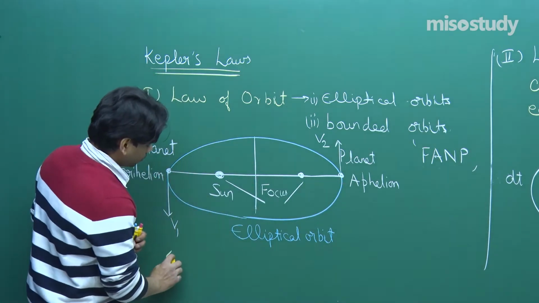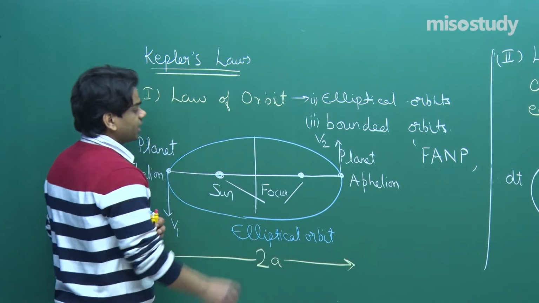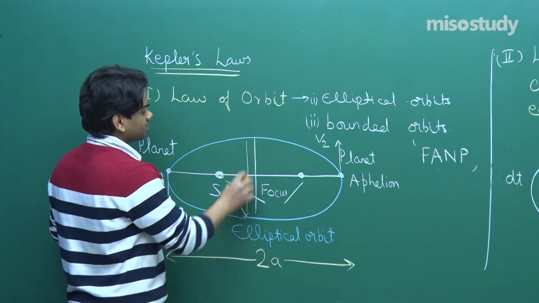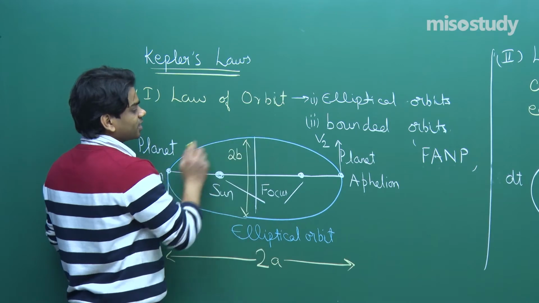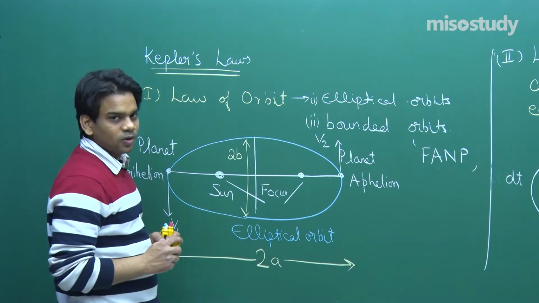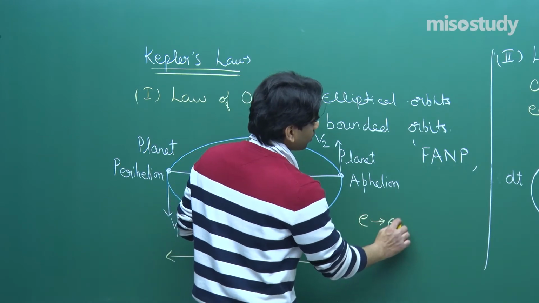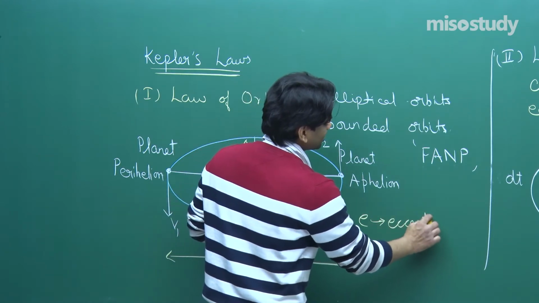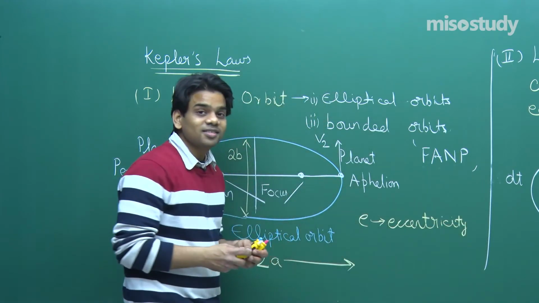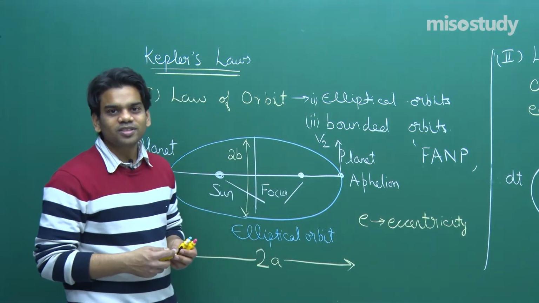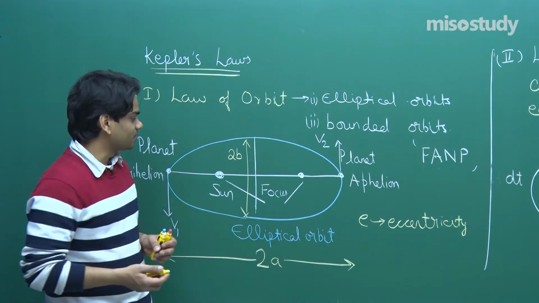Let me give you the length of this major axis as 2a, and the length of this minor axis as 2b. If e is the eccentricity of this elliptical orbit, let's say e is the eccentricity. If you are unaware of the term eccentricity, you will learn it in the conic section chapter in maths. When you study the ellipse, you will understand its eccentricity.